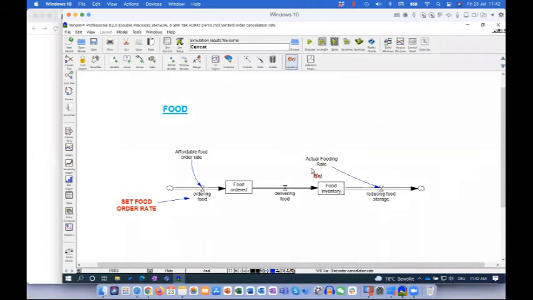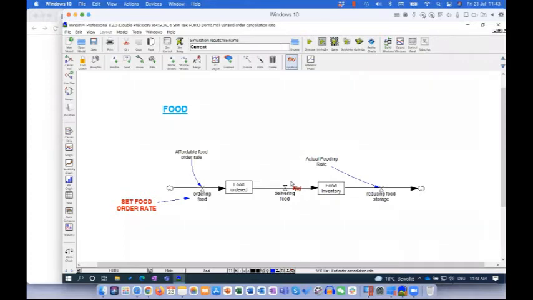Okay. Nice. So this sector basically explains also when you order food, why is it not arriving immediately? You're not just taking a sack of food from your storage and pouring it into the feeding area. You have to first order it, then it's in transit or being produced, and then you receive it. That's kind of closer to reality, no? All right.